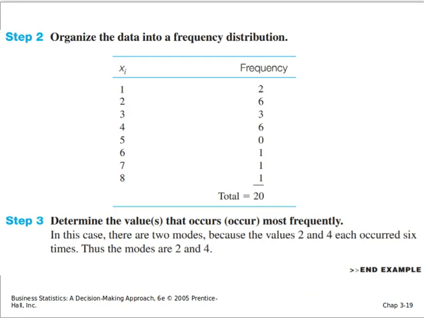The mode. Step 3, determine the values that occur most frequently. In this case, there are 2 modes because the values 2 and 4 each occurred 6 times. Thus, the modes are 2 and 4. So, possibly, class, there can be more than 1 center of the data set. In this case, it's 2 and 4.